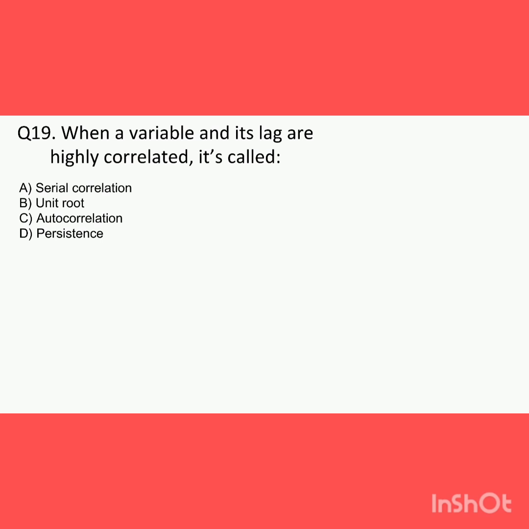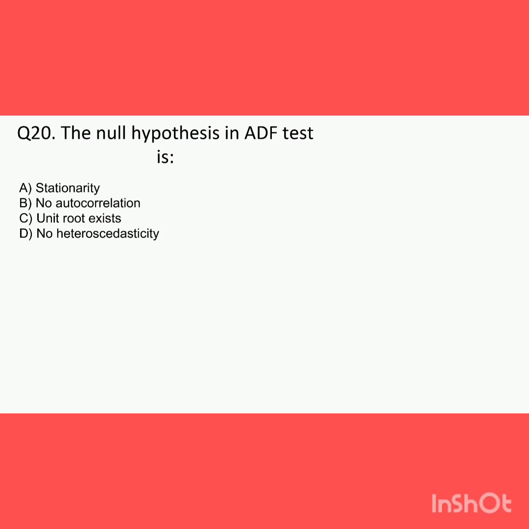Now our next question is question number 20. The null hypothesis in ADF test is option A, stationarity. Option B, no autocorrelation. Option C, unit root exists.